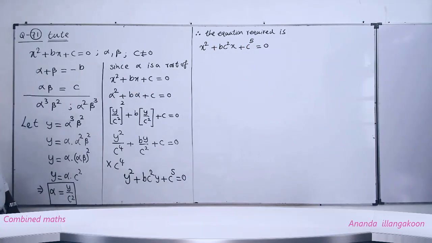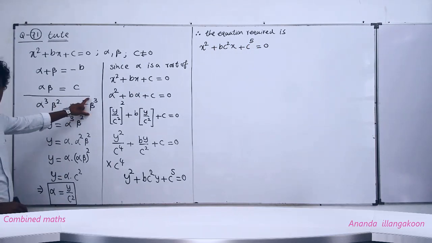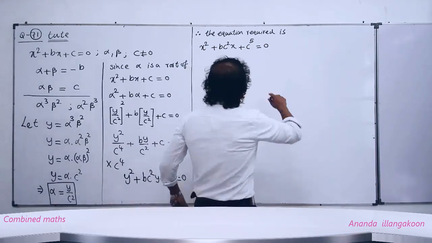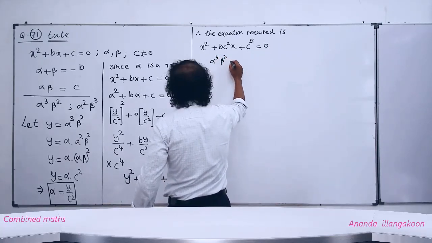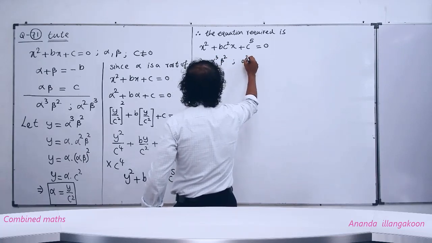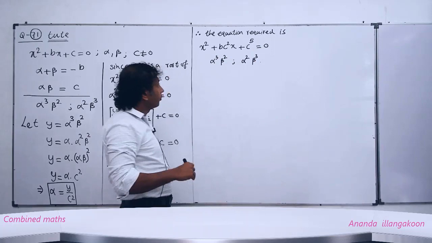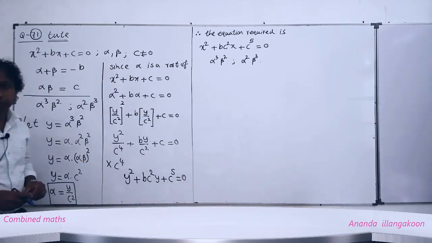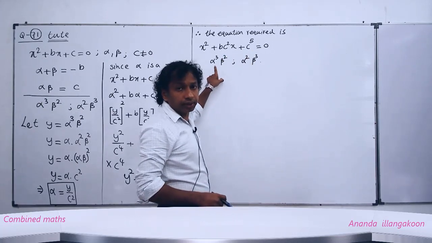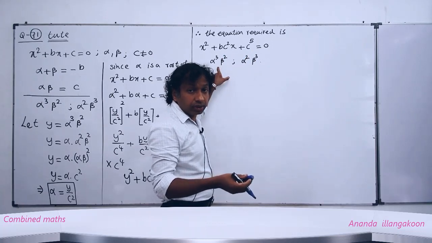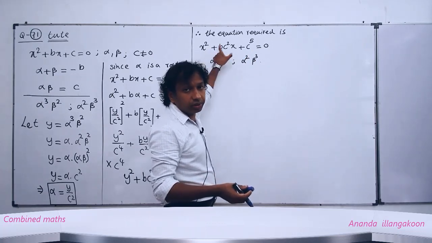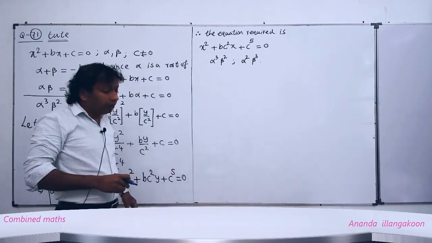What equation? The roots are alpha cube beta squared and alpha squared beta cube. The quadratic equation with the roots this and this is this, right? Then roots of this equation, what, people? Alpha cube beta squared and alpha squared beta cube. Okay. This equation has the two roots, this and this. Or in other words, the quadratic equation with this and this as the roots is this. Okay, right. Now, people, in the question, we have another part.